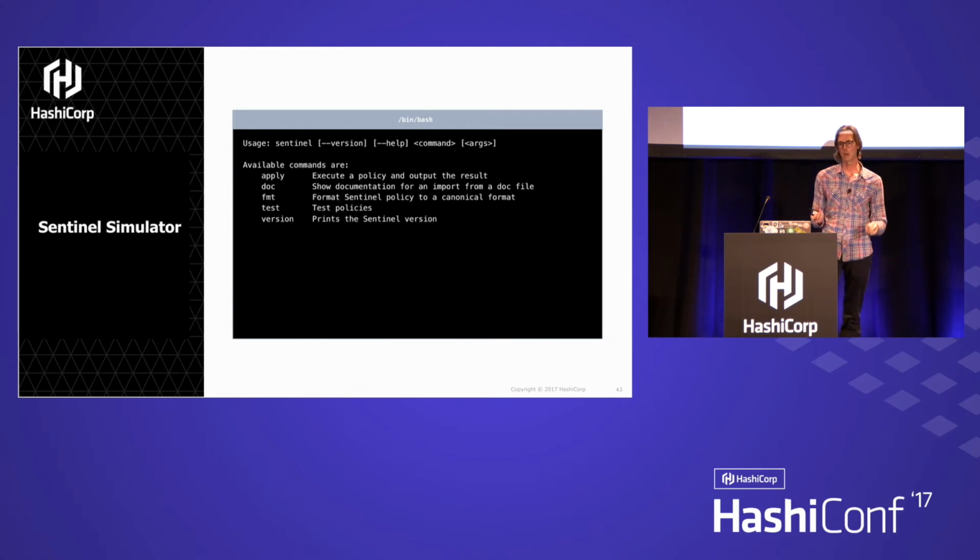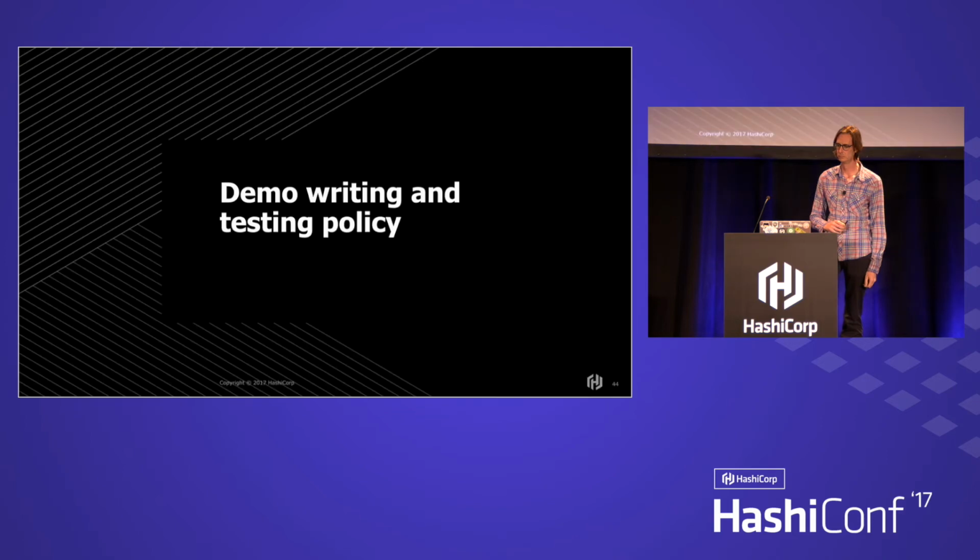So we've talked about policy. We've said that we need people to be able to write policy, and they need an easy way to do it. They need an easy way to test policy, to write potentially test-driven policy, and the Sentinel Simulator gives us that. It allows you to write those tests and execute those tests. It allows you to format your code. It allows you to sort of look at the docs. A really, really simple tool. So deep breath. Here we go.